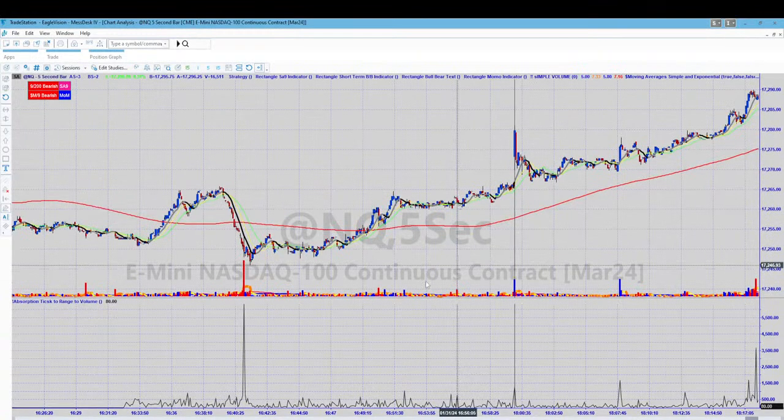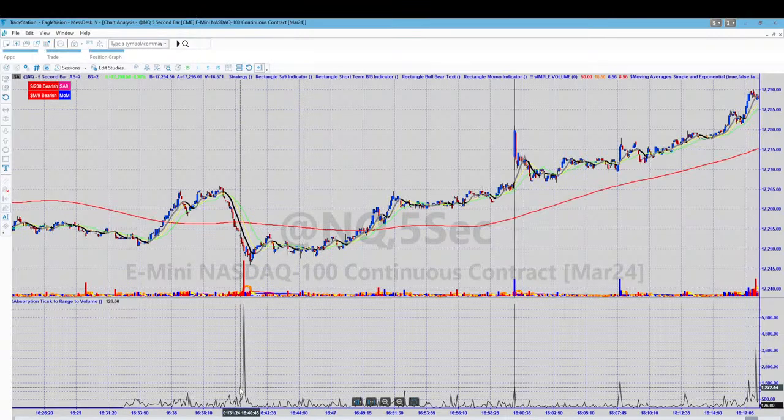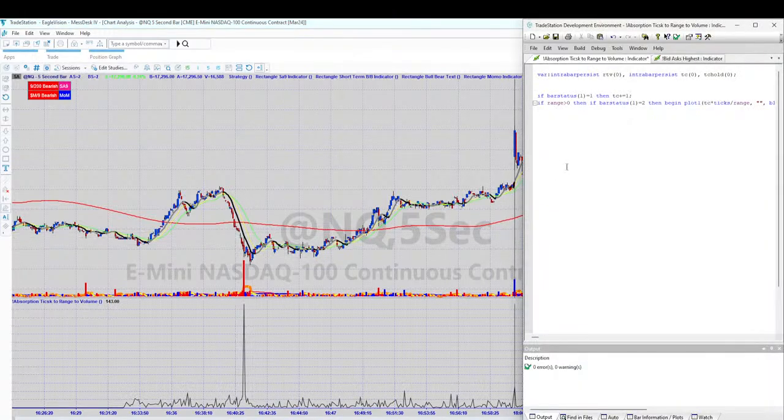So it's an indicator that gives us spikes when we have high levels, looking at the relationship between volume, number of ticks, and the range of the bar. So I'll show you what the script is. We had to do inch bar persist, so that makes the counter keep counting in between while the bar is being formed, because it's a 5-second bar, so it has 5 seconds worth of data.